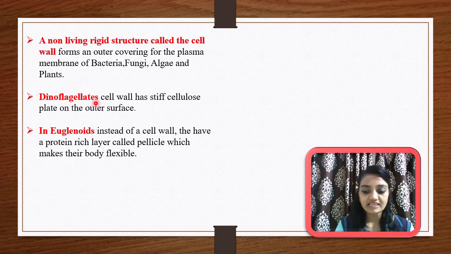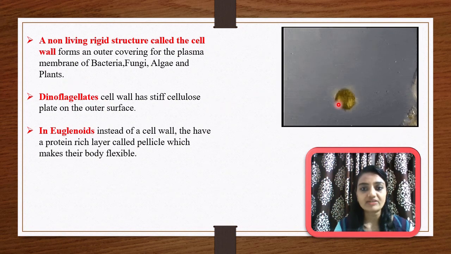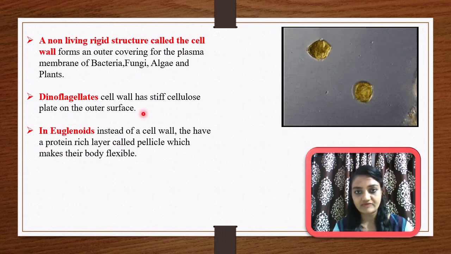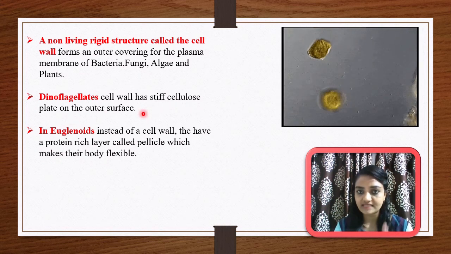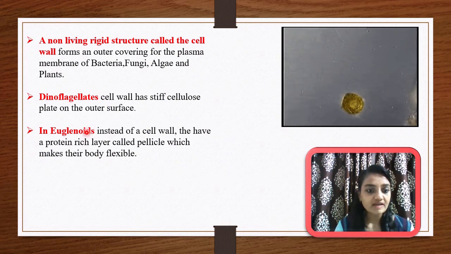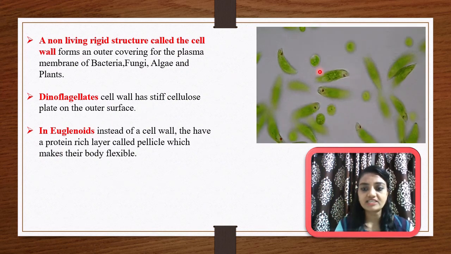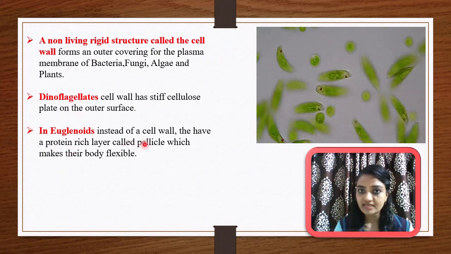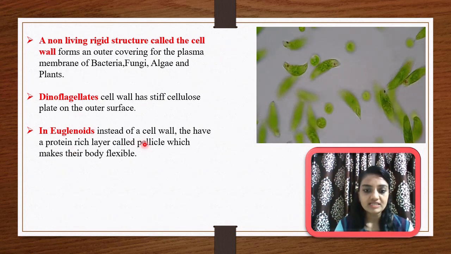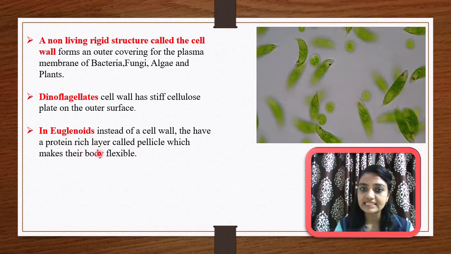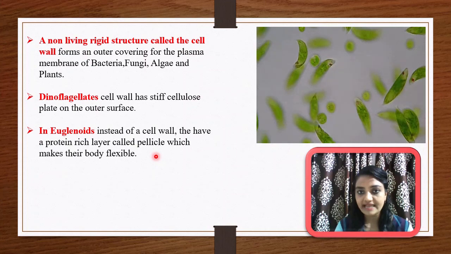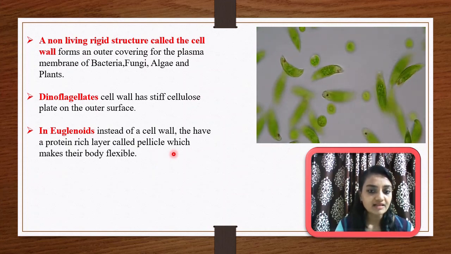Then dinoflagellates, you can see here, this is the dinoflagellate, and the dinoflagellate cell wall has a stiff cellulose plate on the outer surface. This is the characteristic of the cell wall of dinoflagellates. Whereas in the case of euglenoids, here you can see the euglenoids, in place of a cell wall, they will have a protein-rich layer, and that is called pellicle.